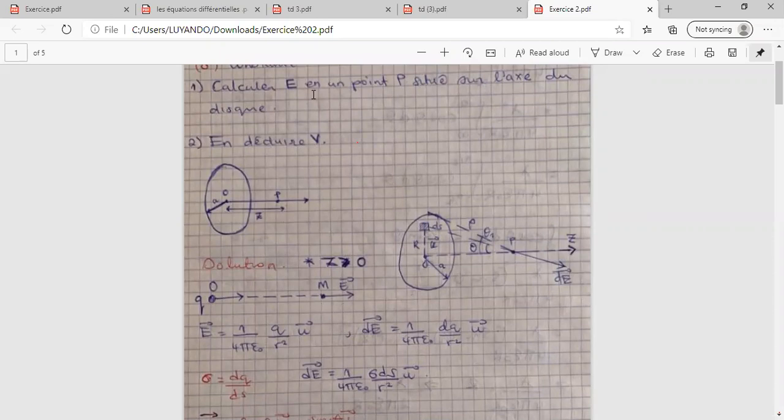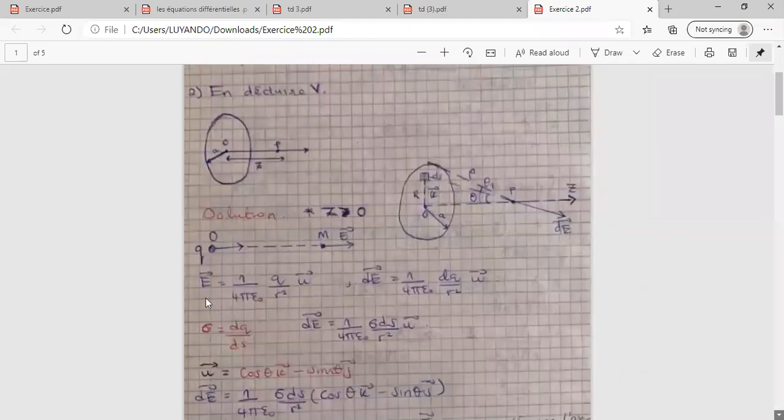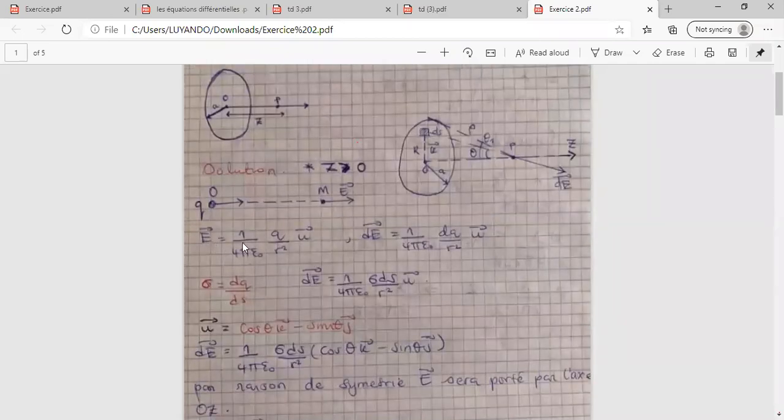We're trying to calculate the E and the V that is being produced at this point, by this point charge. Remember our formula for E, our electric field, is equal to 1 over 4 pi epsilon 0 Q over R squared in the direction U. And if we're having dE, meaning we're going to have dQ, so we have 1 over 4 pi epsilon 0 dQ over R squared in the direction U.